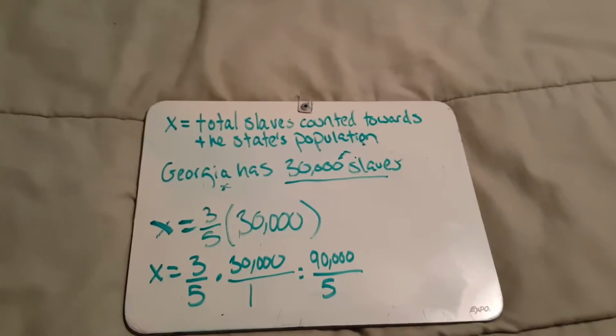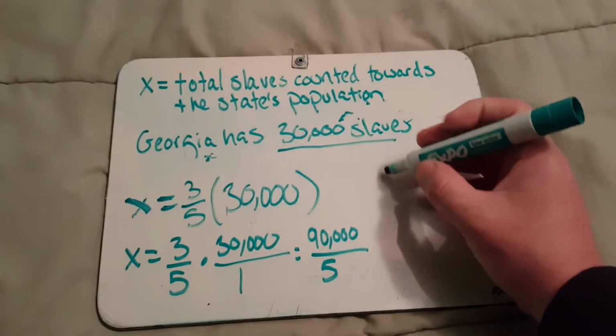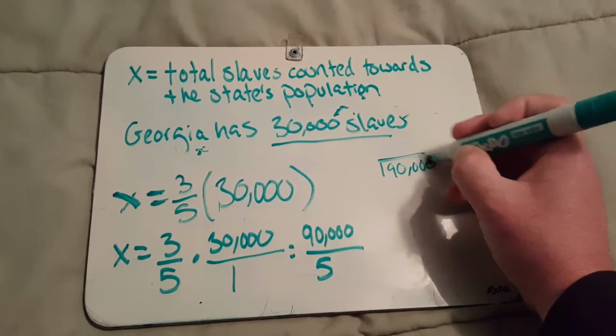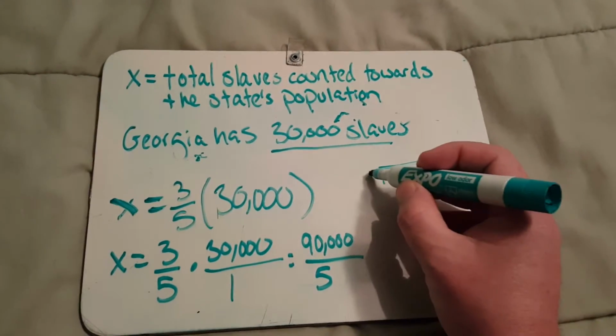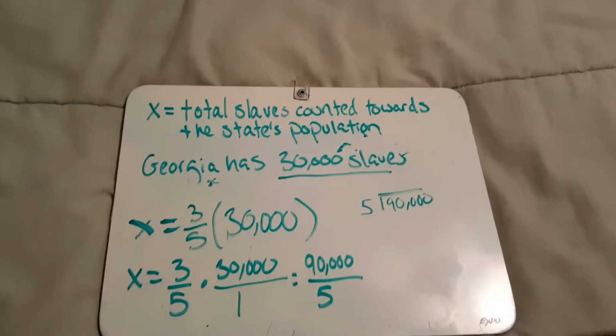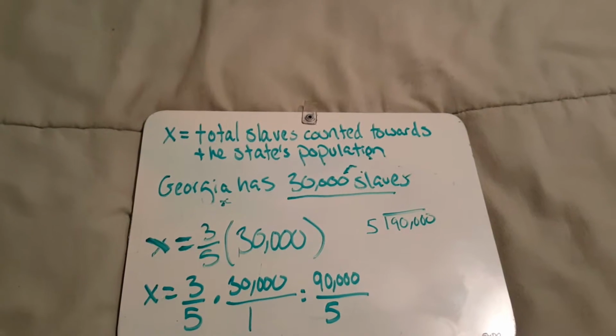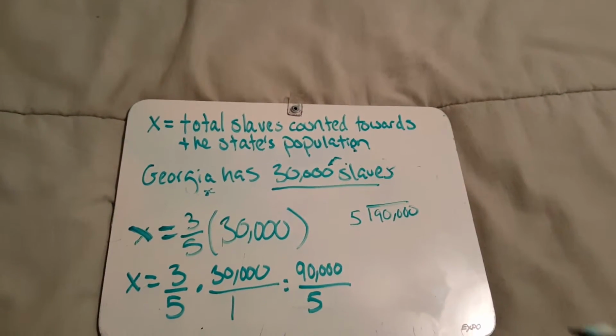So to solve this, you're going to put 90,000, and you're going to divide 90,000 by 5. Whoa. That is a huge number. 5 into 9, I don't know. Well, how am I going to solve that? Well, let me tell you.